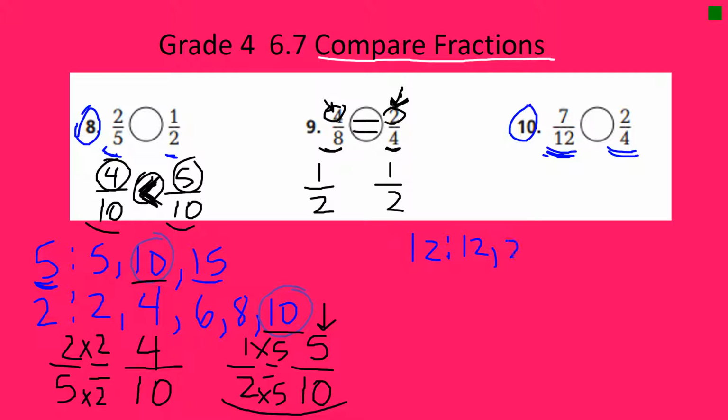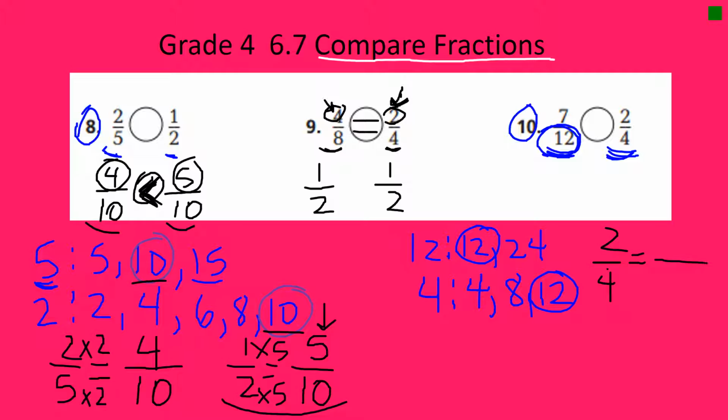I mean, you can list them if you want, just to prove it, right? 12 times 1 is 12. 12 times 2 is 24. And then multiples of 4. 4 times 1 is 4, right? There's 12. If one is a factor of the other, you can use that greater denominator as your common denominator. So we can just leave 7/12 alone and then look at 2/4. See if we can think of how to make 2/4 a fraction that's equivalent to something 12ths.